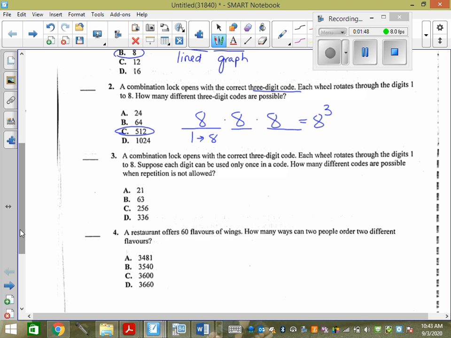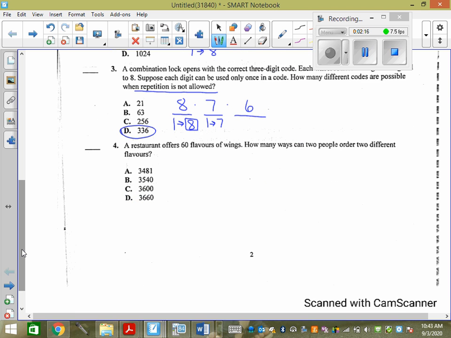A combination lock opens with the correct 3-digit code. Each wheel rotates through the digits 1 to 8. Suppose each digit can be used once in a code. How many different codes are possible when repetition is not allowed? So we'd have 1 to 8, which is 8, and when repetition is not allowed, we box it. So we get 1 to 7, so 7, and then we get 1 to 6, which is 6. 8 times 7 times 6 is 336.